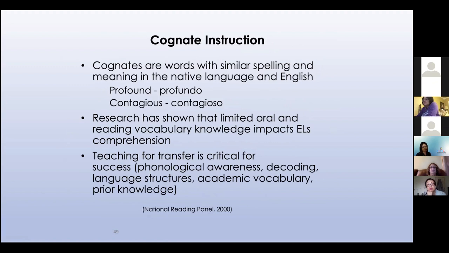So if you want to learn more about cognate instruction, Google it. Teaching through cognates is good. But again, there has to be a similarity between the languages. So it doesn't work if you have different orthographies, with Hmong or different words that are not the same orthography, okay?